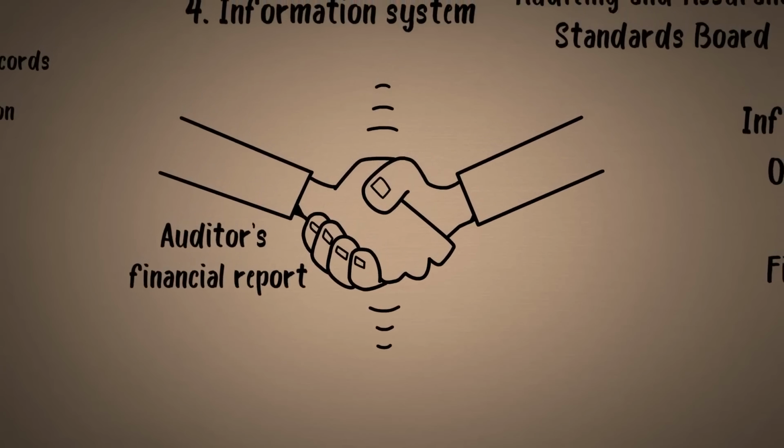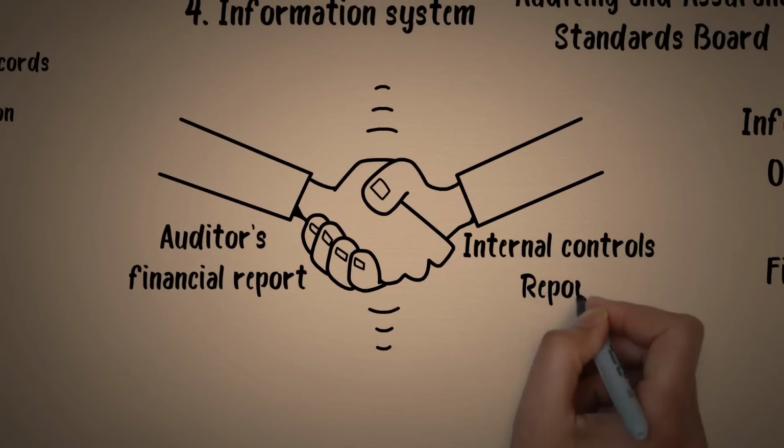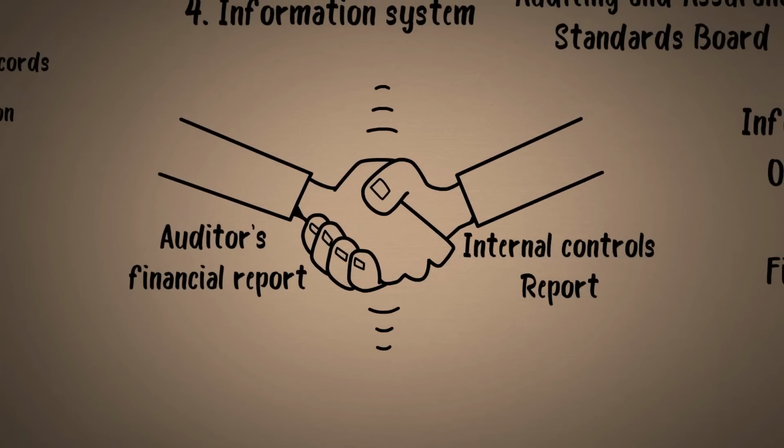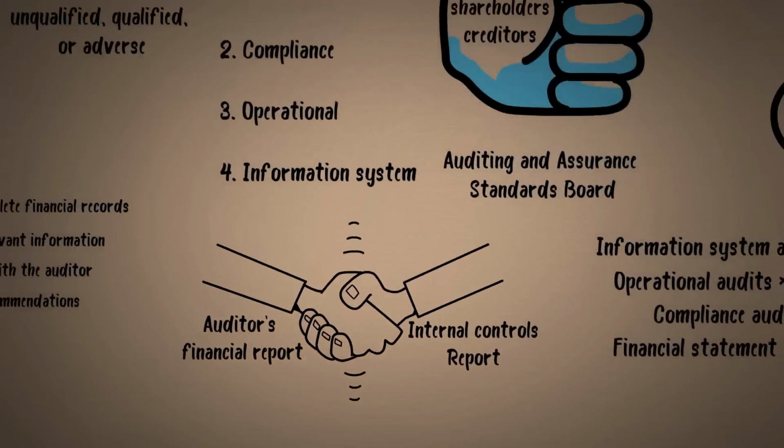Similarly, you should obtain and review the auditor's report on the company's internal controls. If you are considering lending money to a public company, the auditor's report will state whether the company has adequate internal controls in place to prevent and detect fraud and mismanagement.